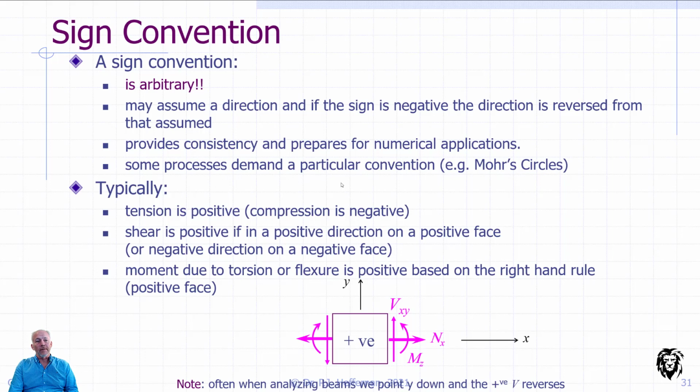And keep in mind that some processes demand a very specific sign convention so that the process itself works. Mohr's circles would be an example of that. I know you don't know what that process is. You'll get that. I'll allude to it during this course, but really it's in the third year course that you learn about Mohr's circles. So what do we use?